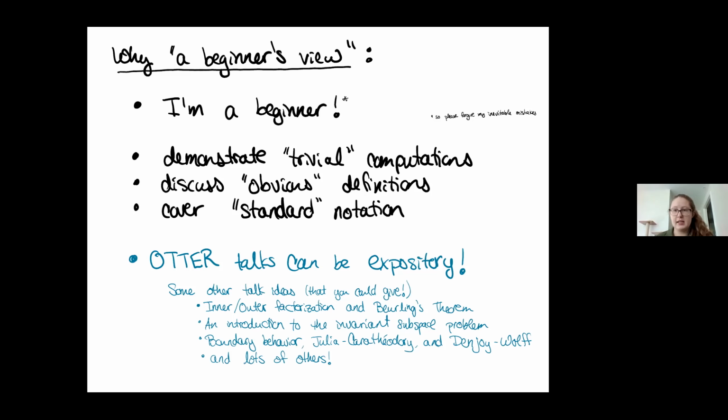It's always nice to see a talk about something, even if you've seen it before. So some options here: interpolation, factorization, and Beurling's theorem, that'd be kind of cool. You could talk about just an introduction broadly to the invariant subspace problem. It's kind of a classic. If you are into composition operators, maybe boundary behavior, Julia–Carathéodory, and Denjoy–Wolff points. These are just ones I thought of really quick while I was writing this slide. If you have something you think is cool, you can totally talk about that.